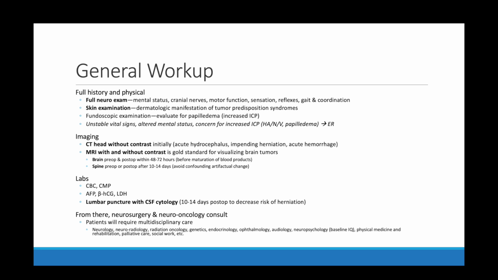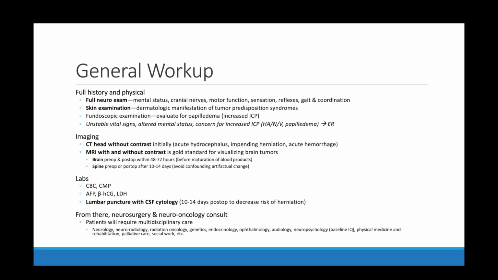In terms of imaging, typically the first imaging that we'll obtain for any child with neurologic abnormalities, or even any adult really, is a CT of the head without contrast, just to rule out bleeding, if there's any impending herniation, acute hydrocephalus, things like that. And then MRI with and without contrast is the gold standard for visualizing brain tumors. So MRI with and without gadolinium contrast. Now, typically the brain MRI is obtained first. Usually there's some abnormality on the CT head without contrast, which prompts a brain MRI with and without contrast.